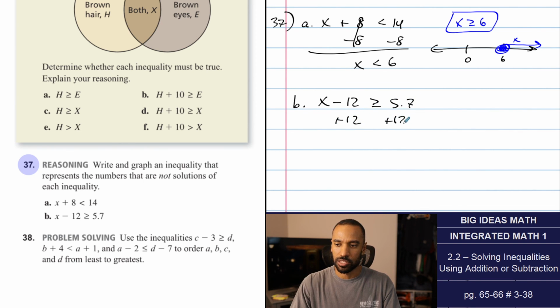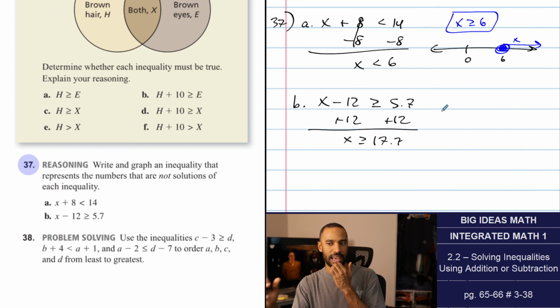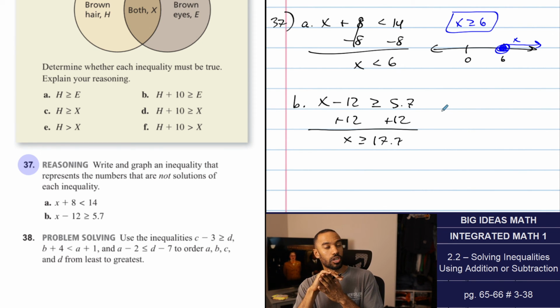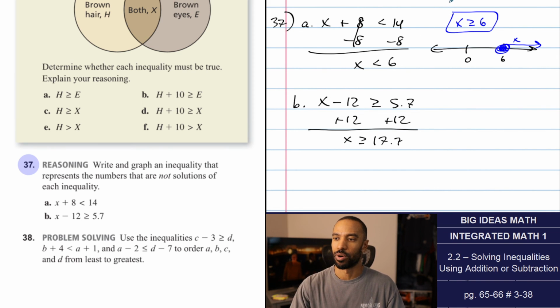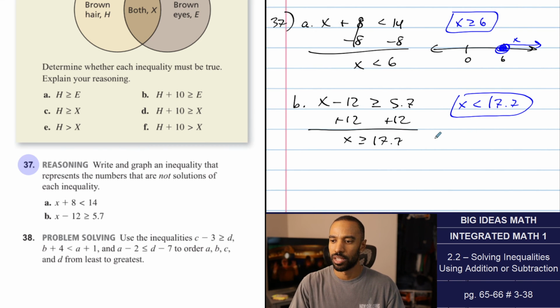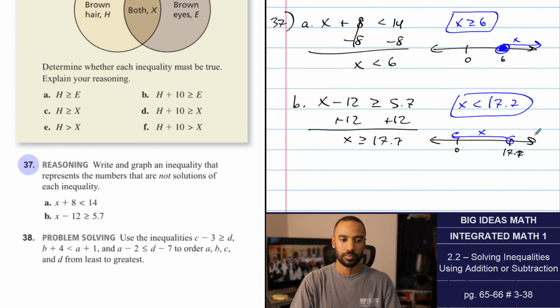B, hey, we got a decimal, people. We add 12 to both sides like that. 12 plus 15.7 is 17.7. So there's the solution to that set. What's everything that's not greater than or equal to 17.7? It's everything that's less than 17.7. So x is less than 17.7, which would be an open circle to the left of 17.7, which includes 0. That should be 7. So we're going that way on our x's.